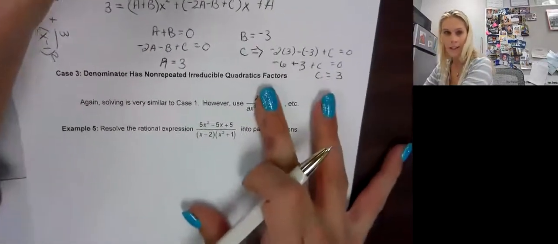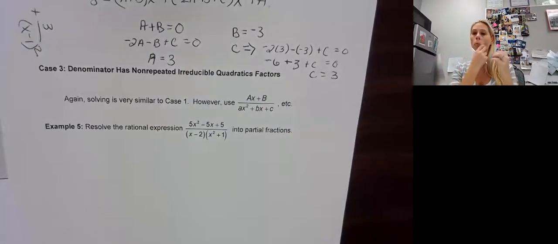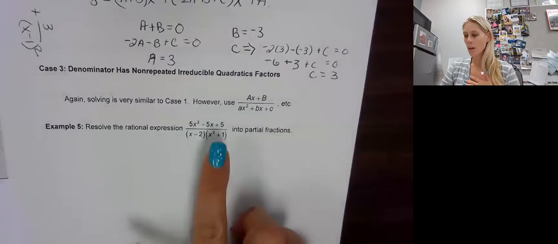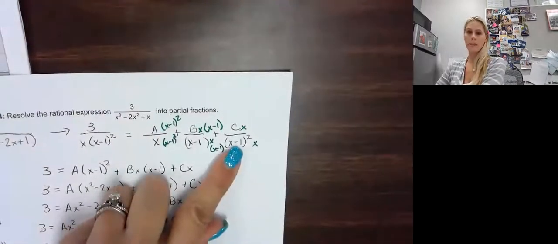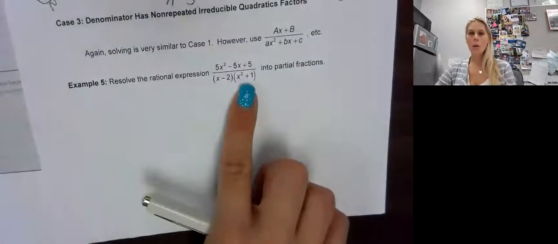All right, next case. All right, here's what happens. What I wanted you guys to notice in case 1 and case 2 is that our factors were always x to the first. But in this case, we might get a factor that is x squared. Now, do not confuse this with the multiple factors, meaning the x minus 1 squared. Okay, that is a different case. In this case, we're going to deal with an x squared.